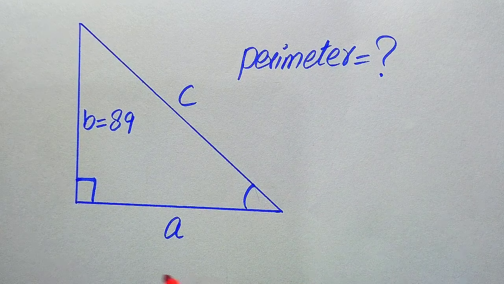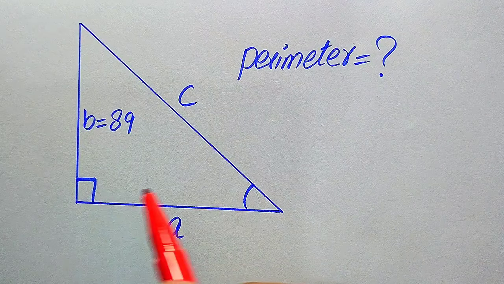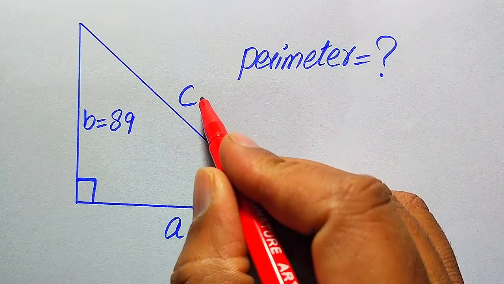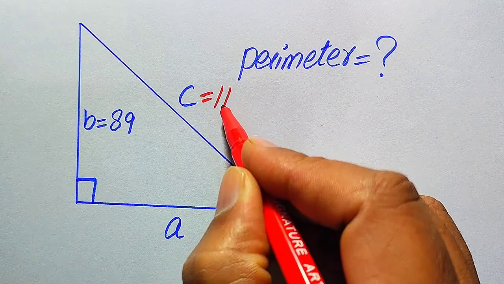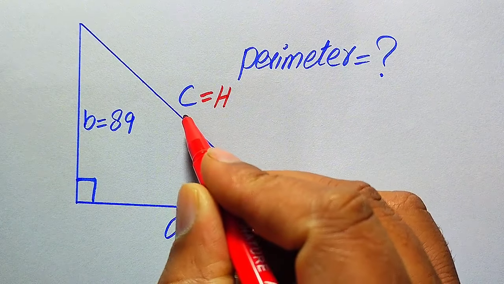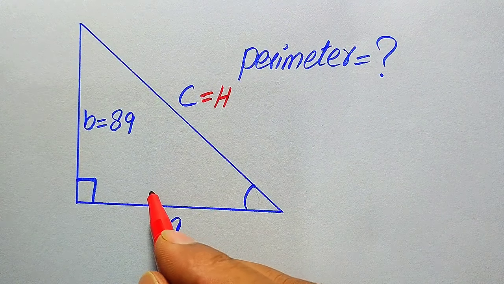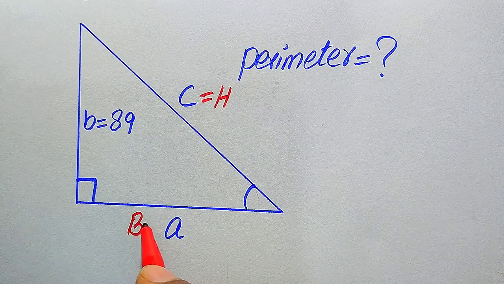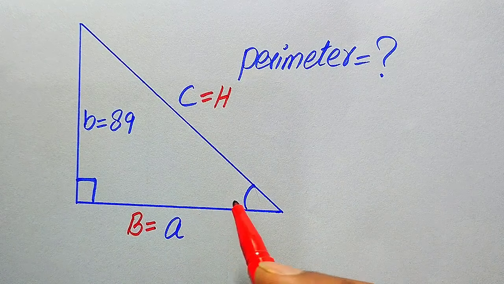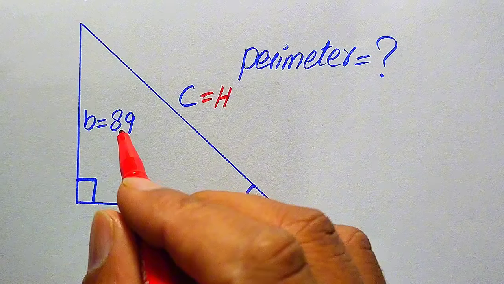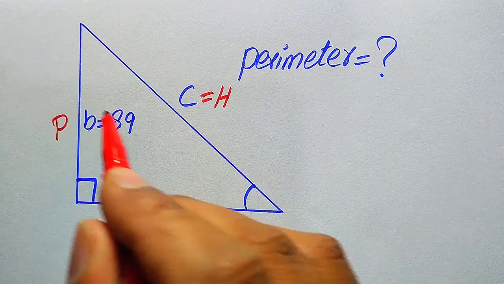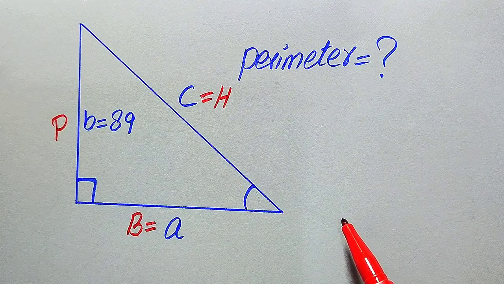Further, you see here, this is a right triangle and we know that the side opposite to the right angle is called the hypotenuse, and we denote it by H or C. The side which joins both of these two angles is called the base. So we decide this is our base, and the side opposite to this angle is called the perpendicular side. So this is our perpendicular side of this triangle.